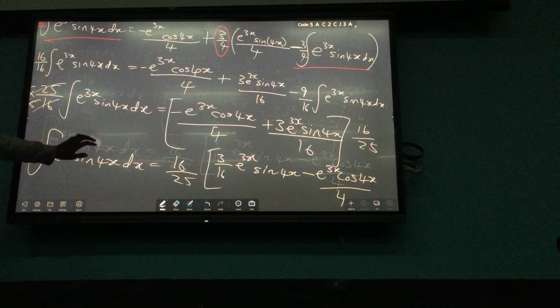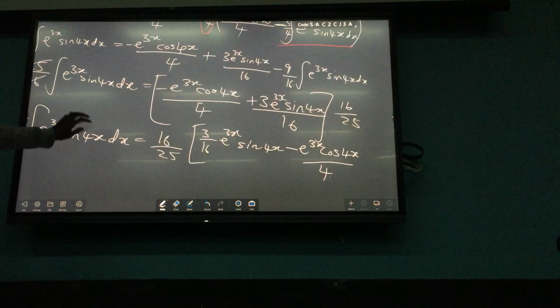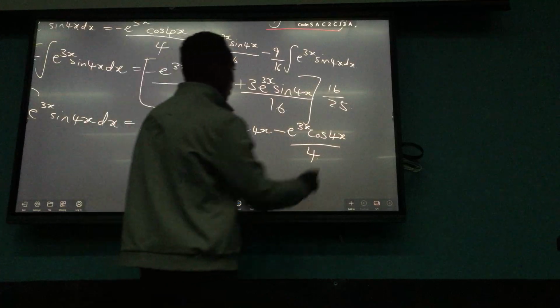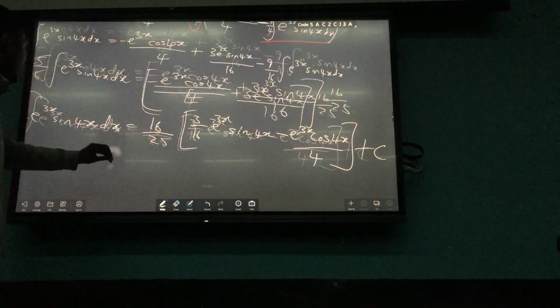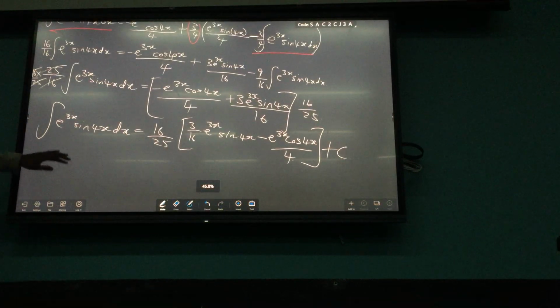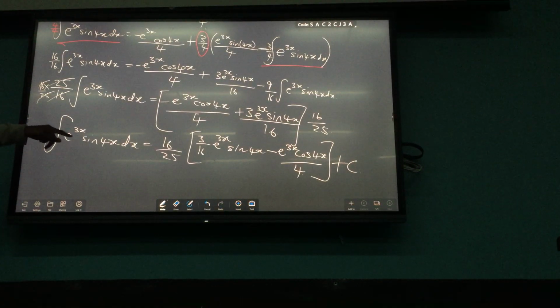And then what else? Let's just check for any mistakes. There are no mistakes there, so that's going to be that. And then we have plus c, which is the constant of integration. So that's our integral for e to the 3x sine 4x.